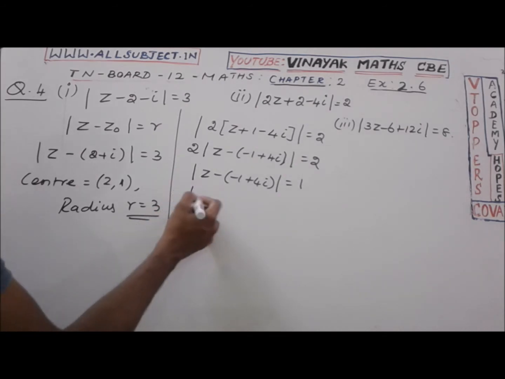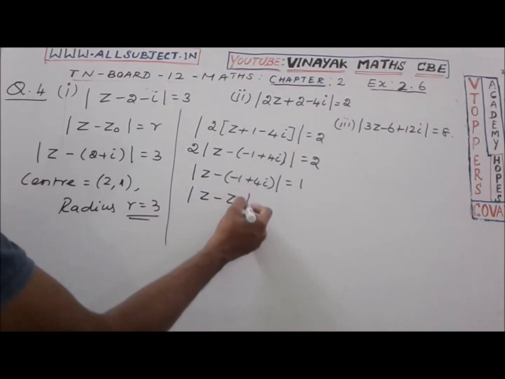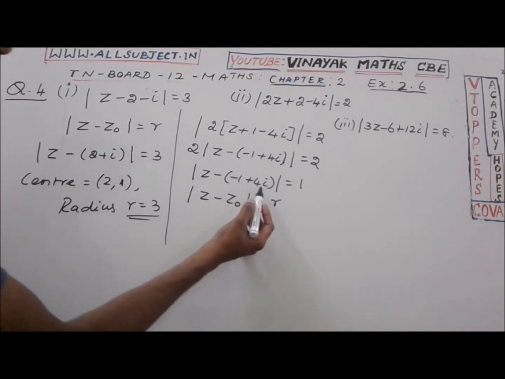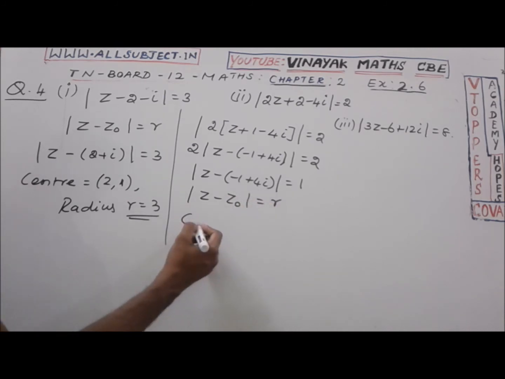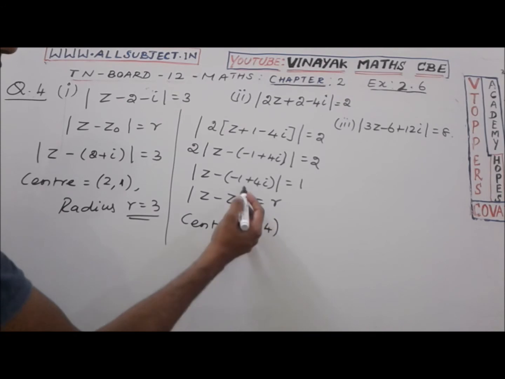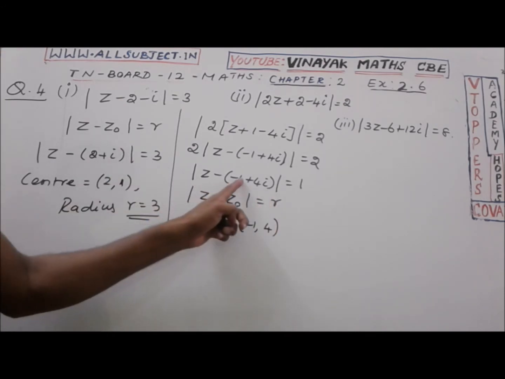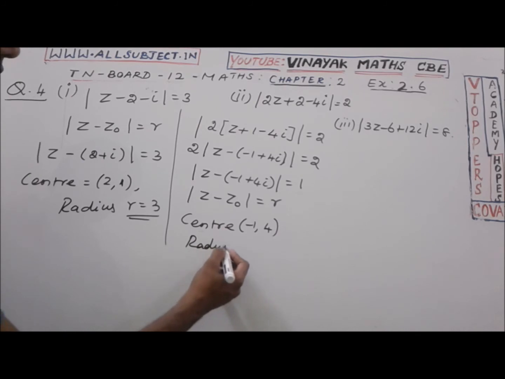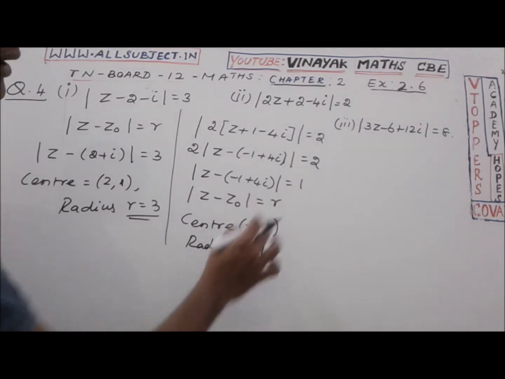Here this is in the form of modulus of z minus z naught equal to r. Here z naught represents minus 1 plus 4i. So real part minus 1, imaginary part 4. Therefore the center is minus 1 comma 4. This complex number represents the center. So writing center minus 1 comma 4 and radius r equal to 1 unit.